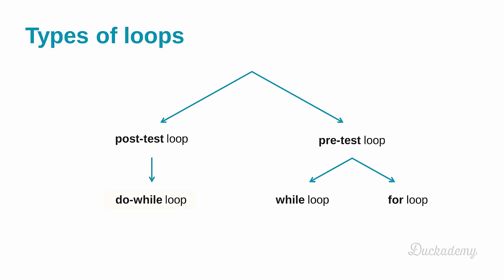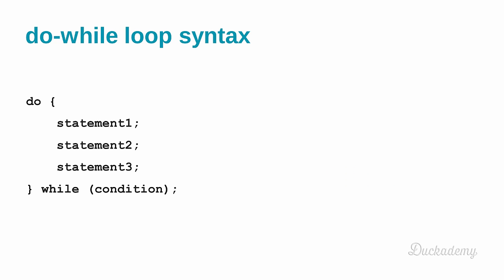So first let's see the do-while loop. This is the syntax. First you use the do keyword and then curly brackets, and then the statements that you want to repeat, and then after the ending curly bracket, the while keyword, and then the condition, which is the same as in the case of the if statement.